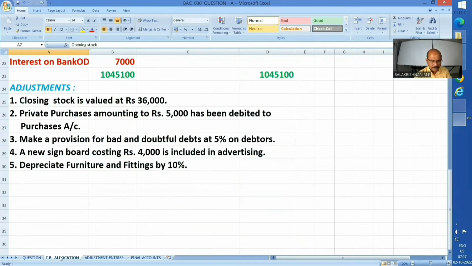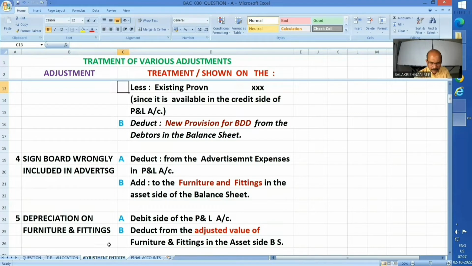And the next one, the last, depreciate furniture and fittings by 10%. Here, students should always keep it in mind. The adjusted value of furniture and fittings should be depreciated because it got changed now. Above case number 4 has made the furniture value change. So that value you should consider and apply your rate for arriving at the depreciation. And depreciation, you know, will be shown on the debit side of profit and loss account, and the same amount will be deducted from your adjusted value of furniture and fittings in the balance sheet.